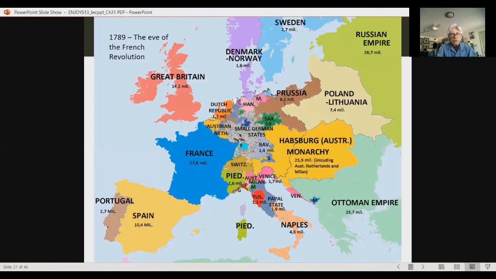Here is Europe at the time of 1789. So Mozart died in 1791. But notice, and it shows the populations, France was the most populated country. There was no Germany. It's all these small states. There was no Italy, right? And here is the Austrian Habsburg Empire, right? Including Austria, Netherlands, and Milan, Italy was part of that.